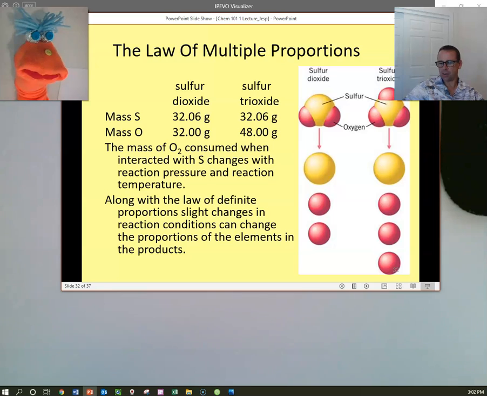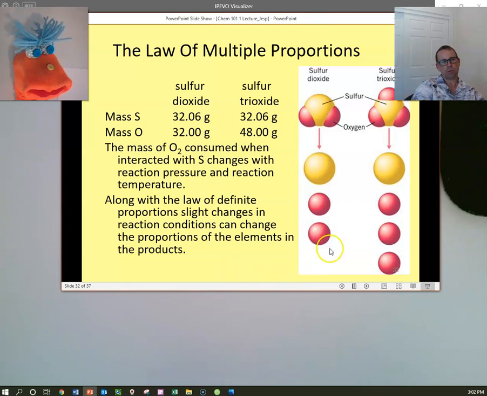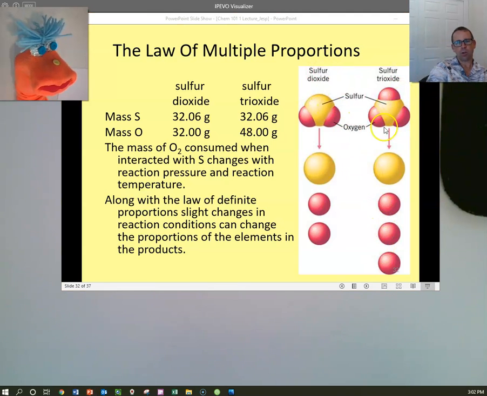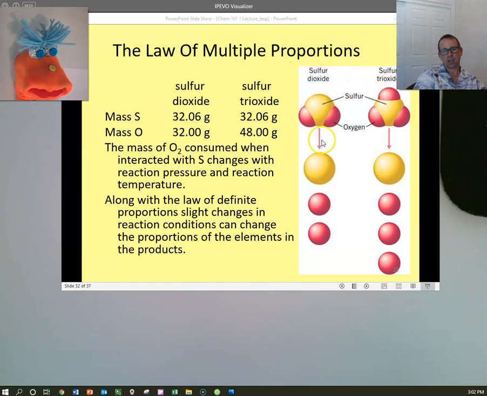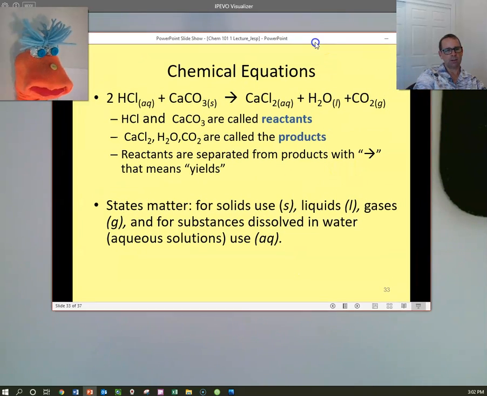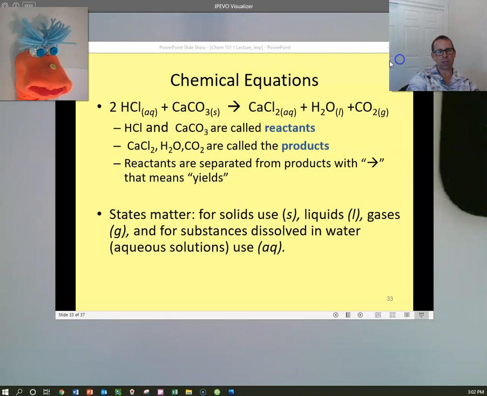And then elements can also come together in different ratios, like we said. This is an example of how sulfur and oxygen come together. Sulfur can come together with 2 oxygens, or with 3 oxygens, and you can form what's called sulfur dioxide, or sulfur trioxide. This is called the law of multiple proportions. Essentially, it allows us to recognize that sometimes chemicals come together in different ratios.